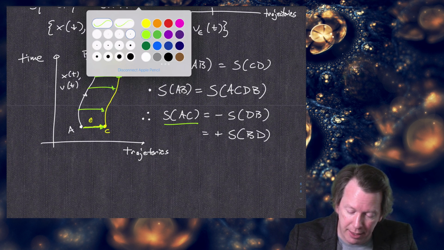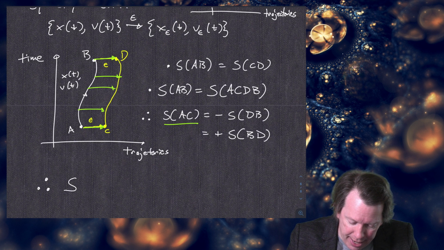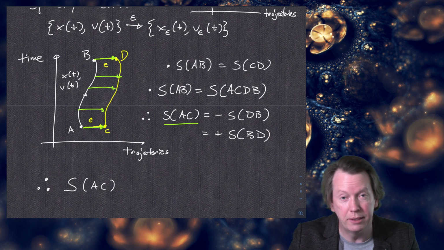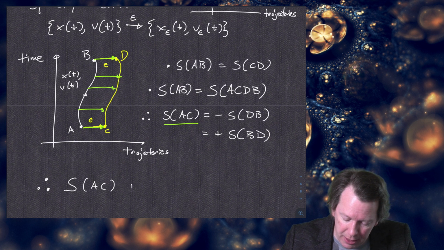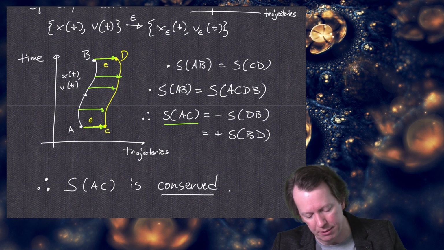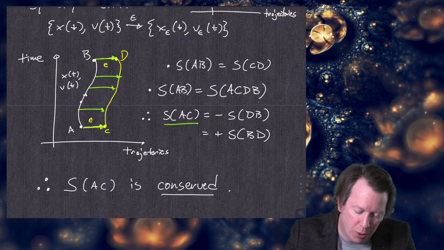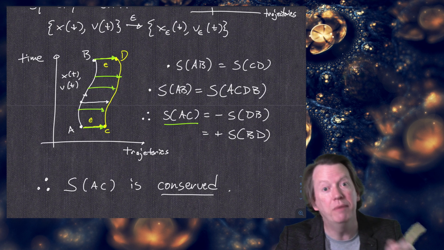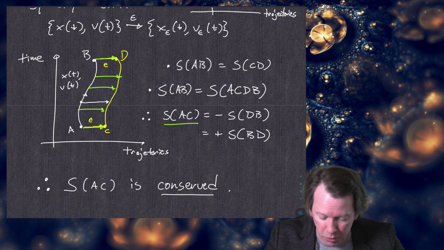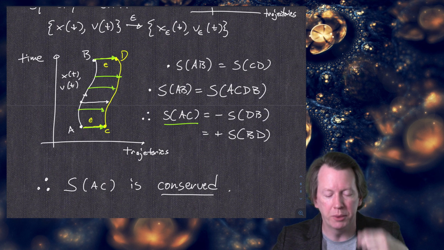So we say, therefore, SAC, or its generalizations later in time, is conserved. It's the same at every moment in time. So the action along a path that you get from wherever you are and going by this amount, by an infinitesimal shift, gives you a conserved quantity. Okay, that's Noether's theorem. The existence of a symmetry gives you a conserved quantity.